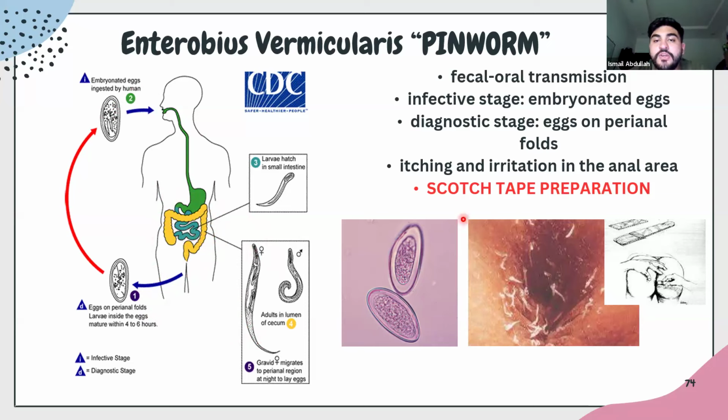When you would do something called a Scotch tape preparation, this is very important. This is very high yield, there are high chances it might show up on the exam. When you do a Scotch tape preparation, which is this process right here, you're going to see that there are eggs on the perianal folds, and this is diagnostic when you find those eggs on the perianal fold. So the infective stage is the embryonated egg, and the diagnostic stage are the eggs that you're going to find around the anus. And how do you do that? You will do the Scotch tape preparation.